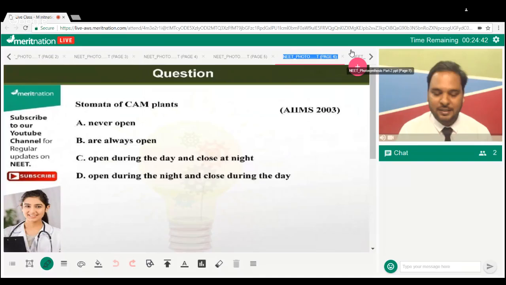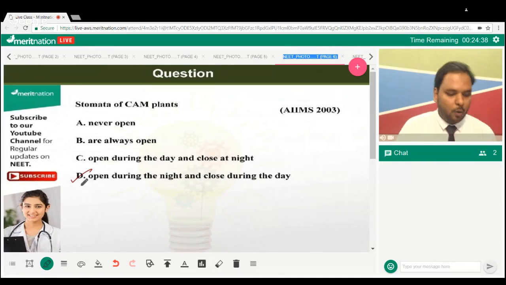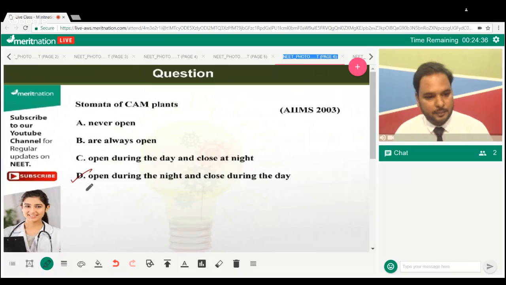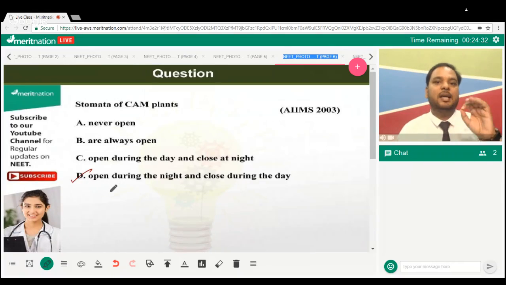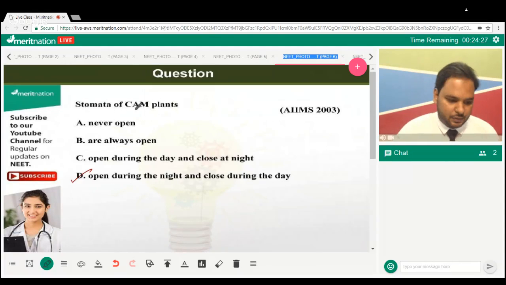Deepika, please. Okay, great. So the answer is D: open during the night and close during the day. And this is the most special point of CAM plants.